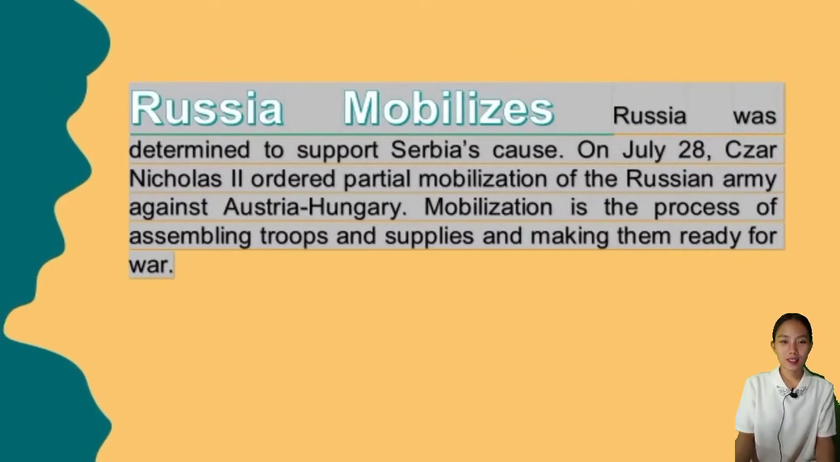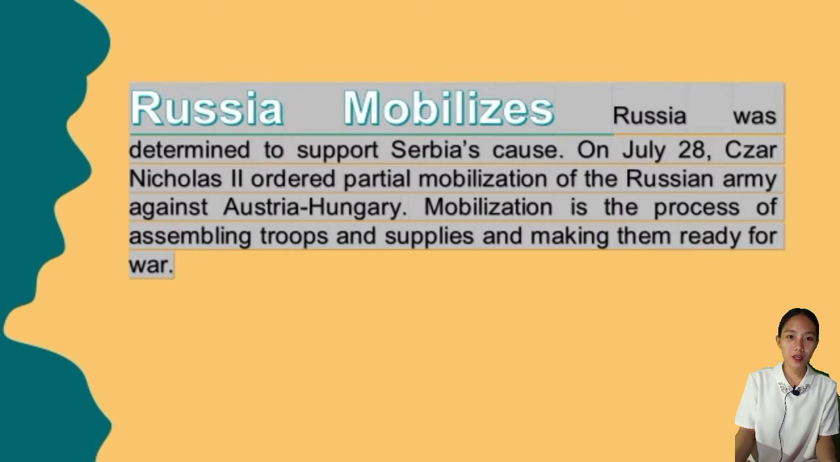Russia mobilizes. Russia was determined to support Serbia's cause. On July 28, Tsar Nicholas II ordered partial mobilization of the Russian army against Austria-Hungary. Mobilization is a process of assembling troops and supplies and making them ready for war. In 1914, mobilization was considered an act of war.